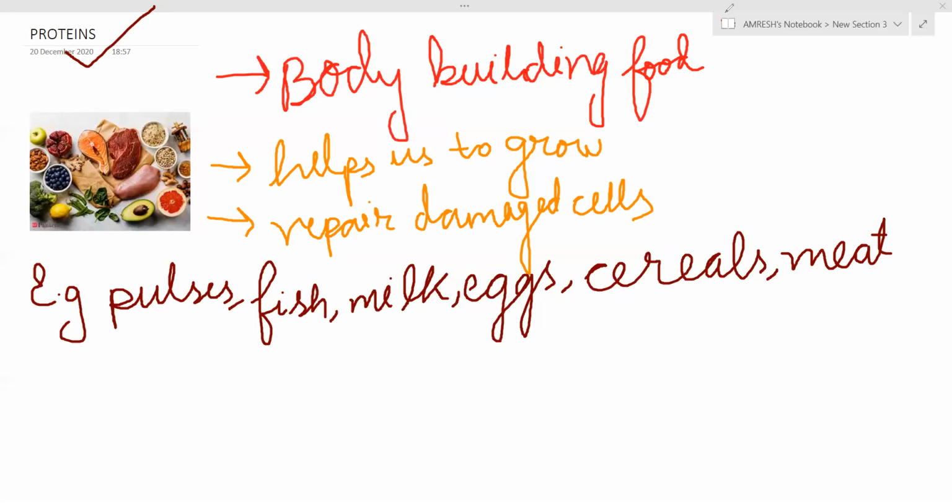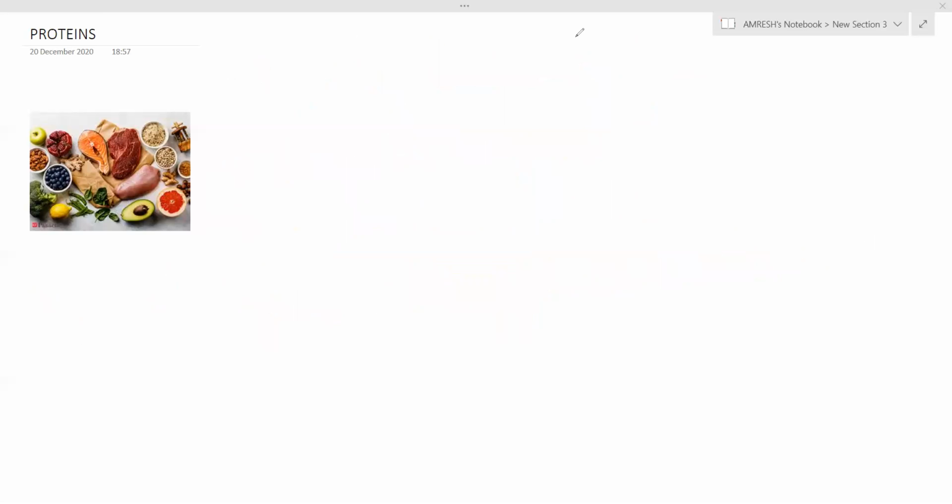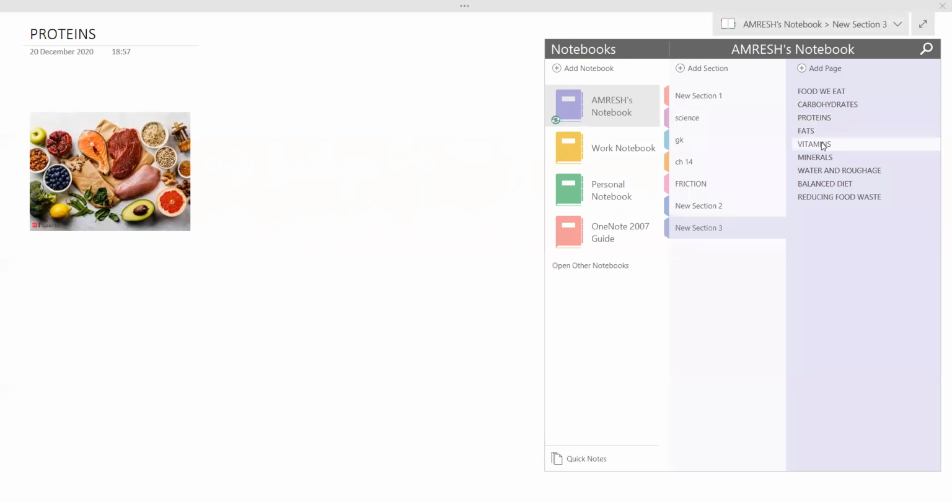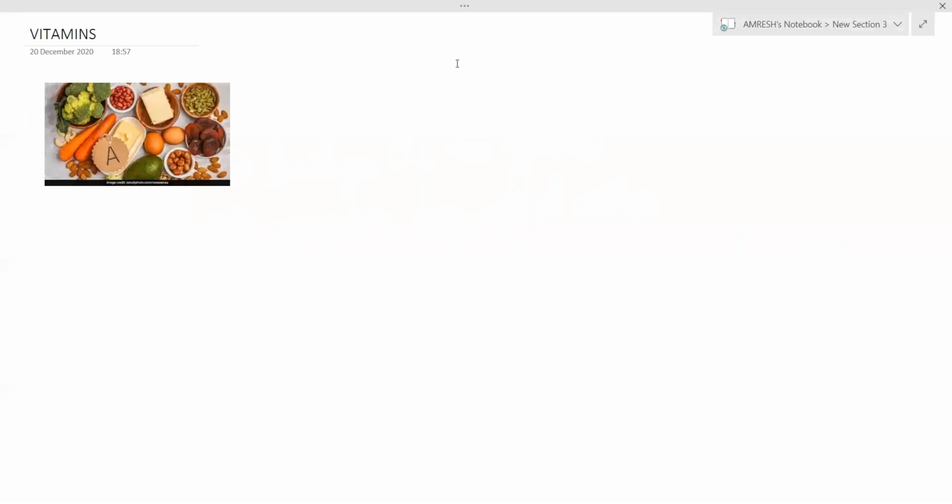Okay. So now we will move to the next part. That is our vitamins. Okay. So my dear children, vitamin comes under a new category. There are three categories of nutrients. I have already told you. Vitamin comes under the category of protective foods.